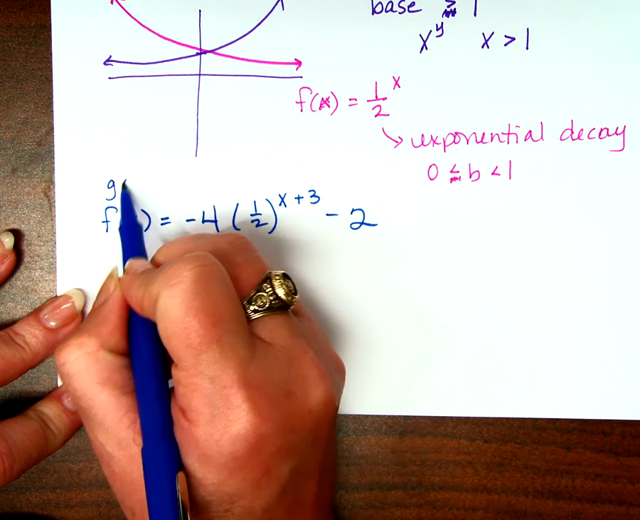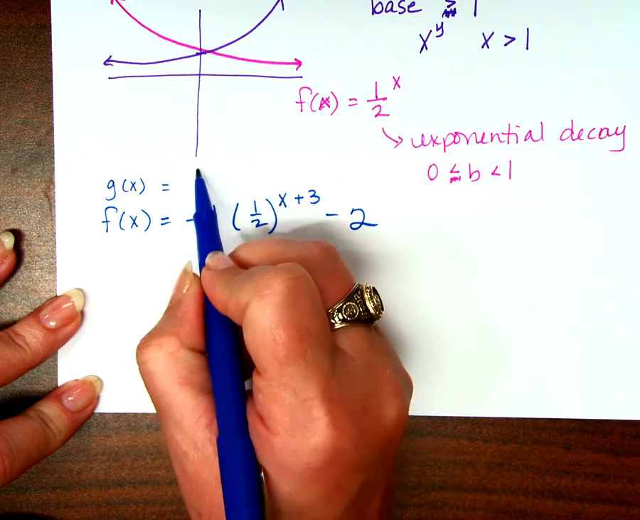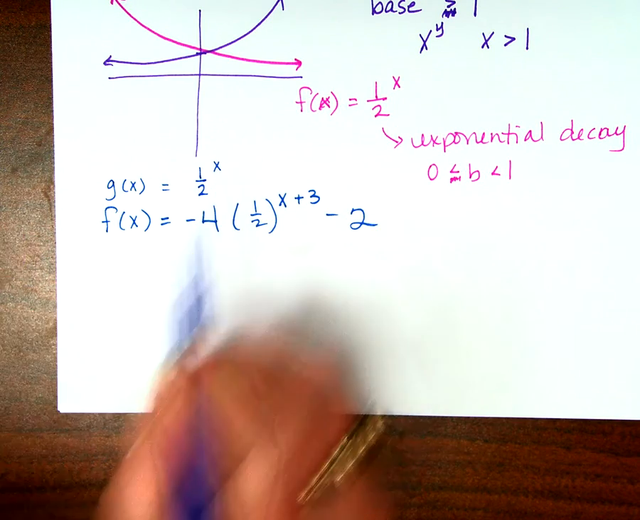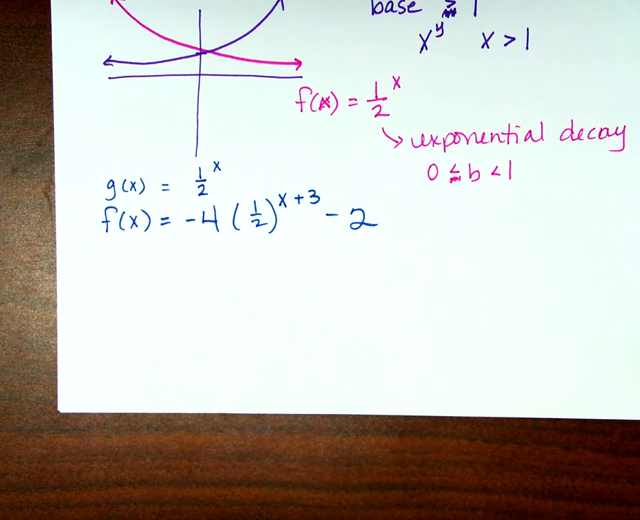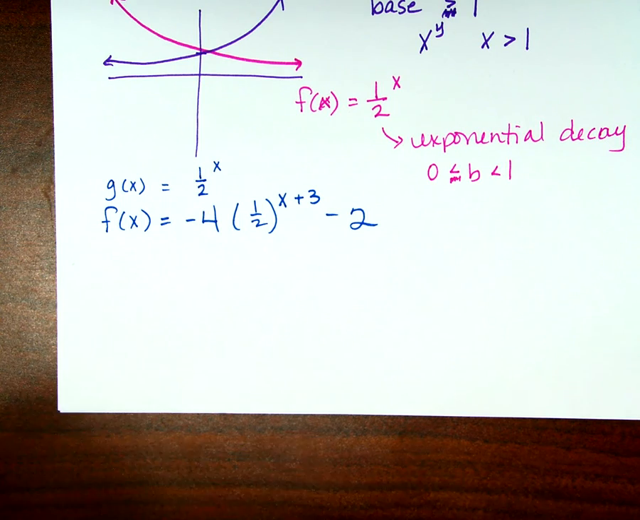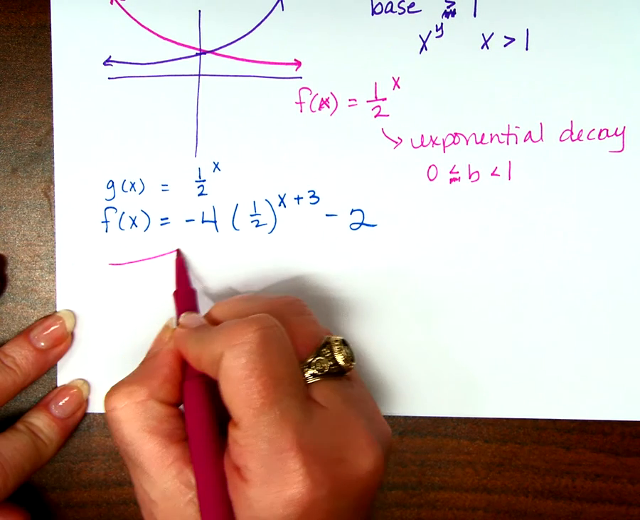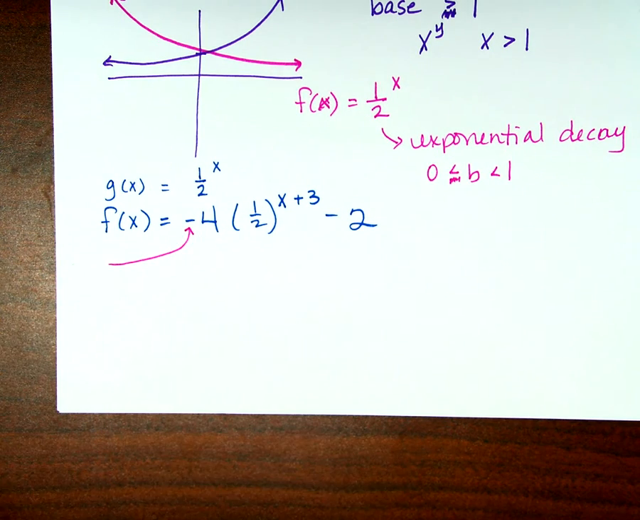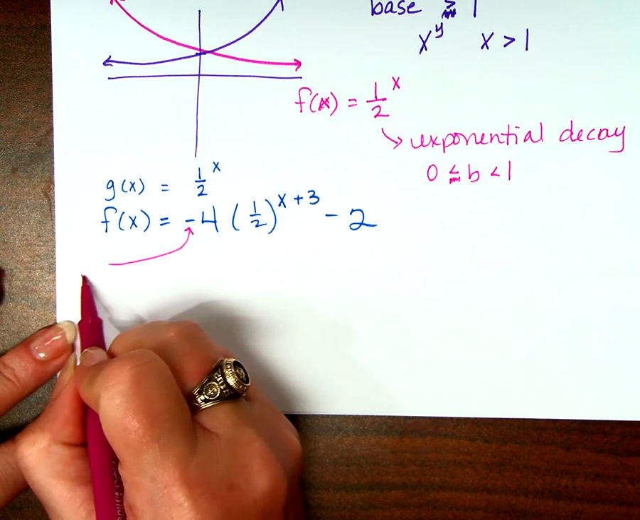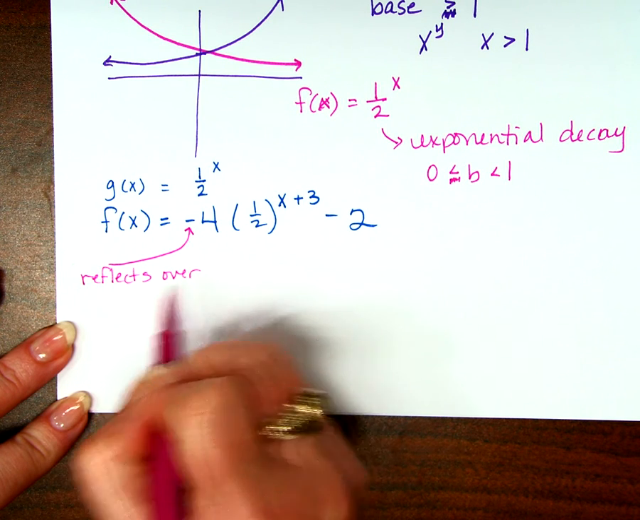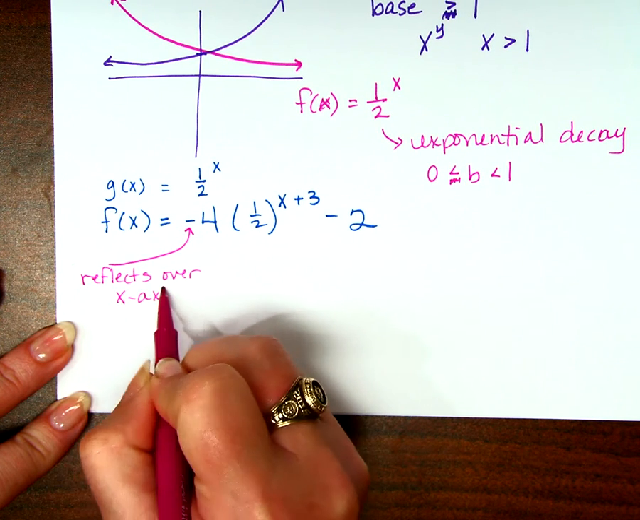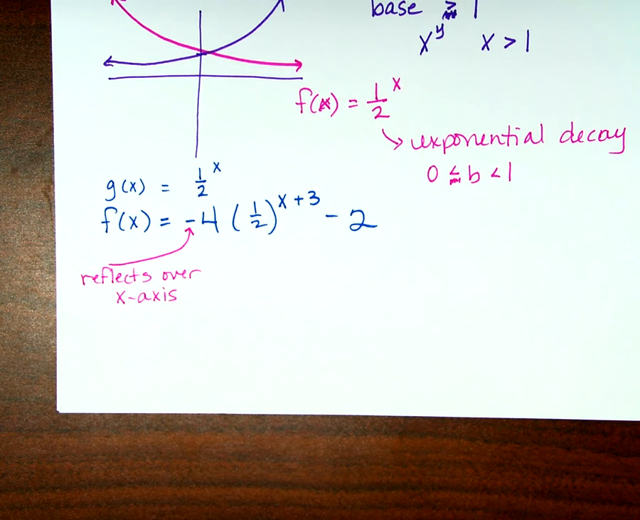It's called g of x, the parent function. That would be 1/2 to the x power. It'll have the same base as this function. The parent function will be 1/2 to the x power. So first of all, tell me what the negative does to the function. This reflects it over the x-axis, right? The negative in front reflects it over the x-axis.